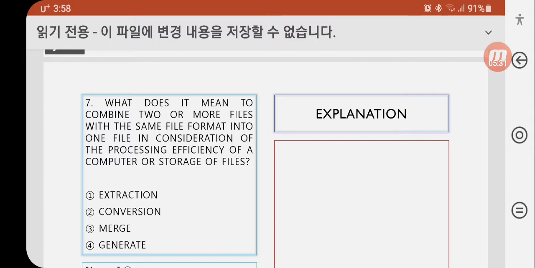Next question. In terms of the processing efficiency of the computer or the storage of files, what is called the integrated processing of 2 or more files of the same file format into one file? Example 1, extraction. Example 2, conversion. Example 3, merging. Example 4, generate. The answer is number 3, merging.